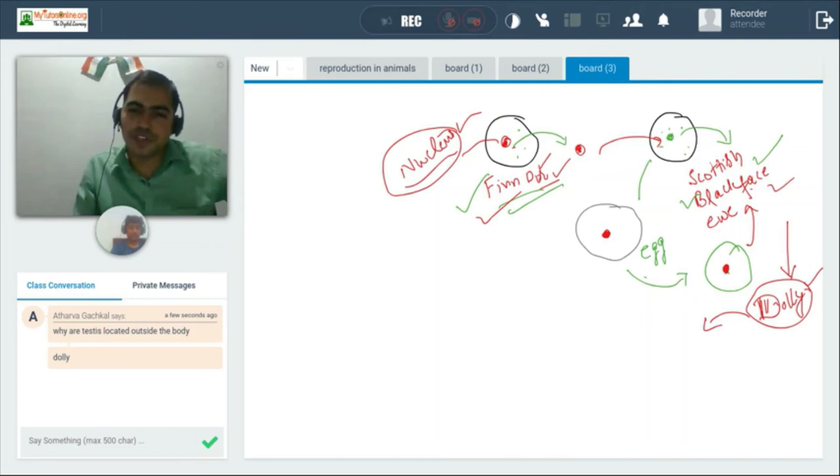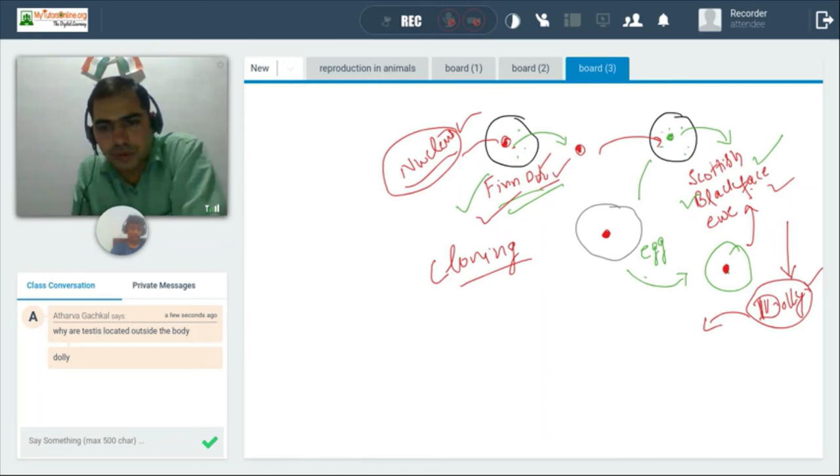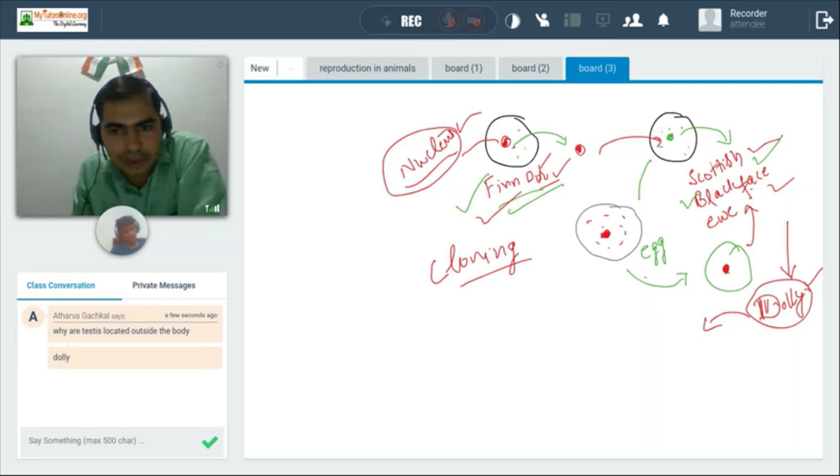Okay, not an issue. So have you understood what is the meaning of cloning and how it is done? Yes, I understood. But why did it happen so? It happened so because characters are controlled by the nucleus, not the cytoplasm. The egg was taken from the Scottish blackface ewe, but the nucleus was of the Finn Dorset. That is why Dolly had the characters of the Finn Dorset, not of the Scottish blackface.